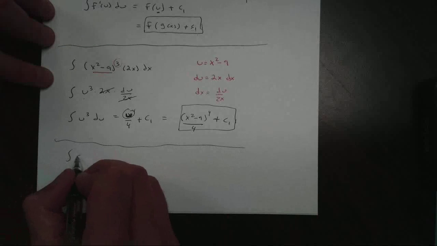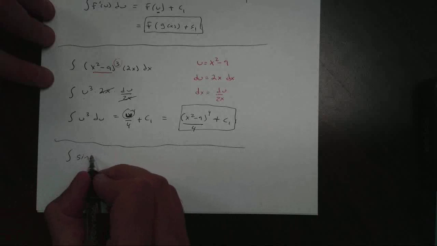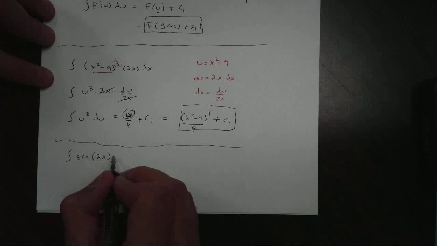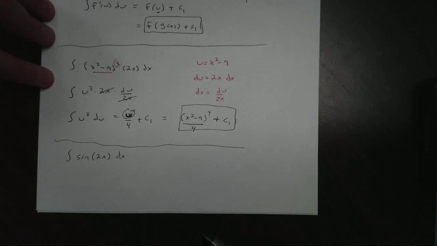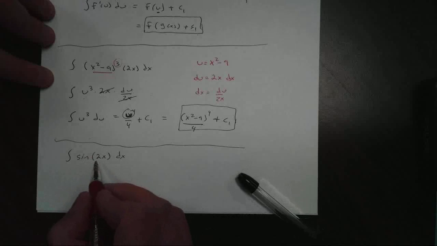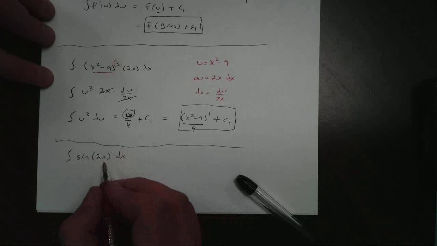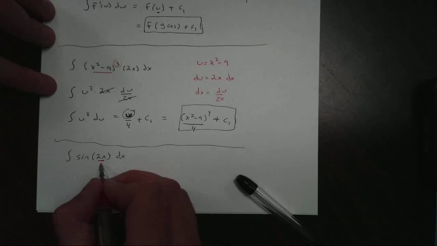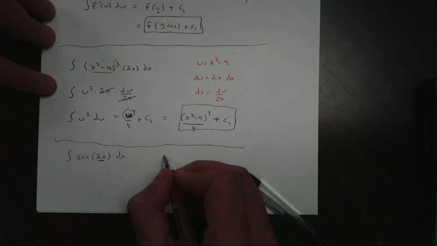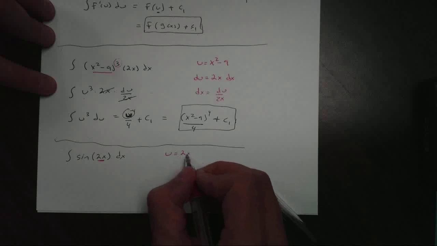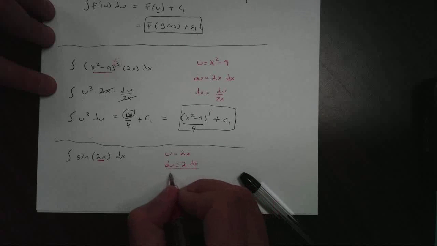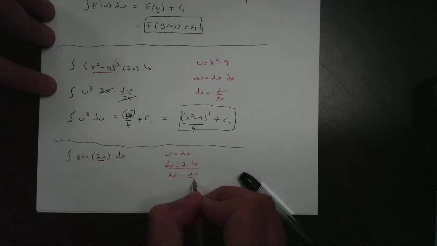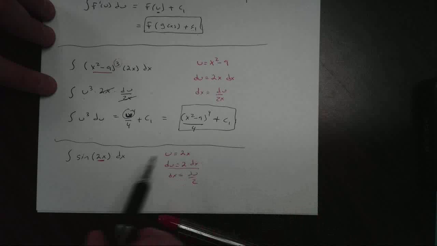What if I did the antiderivative of the sine of, let's say, 2x dx? Well, same idea. This is a composite function. That's basically how we know we can use u substitution. So there's my 2x. There's my inside. U is 2x. Du is 2 dx. There's my differential. I get dx equals du over 2. And I plug it back in.